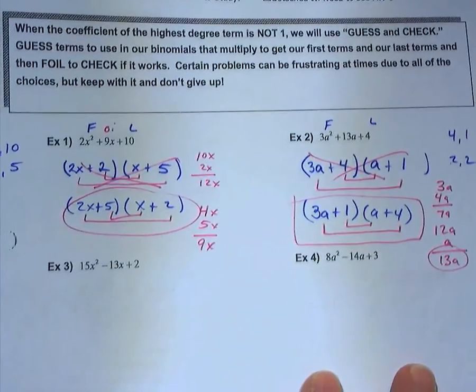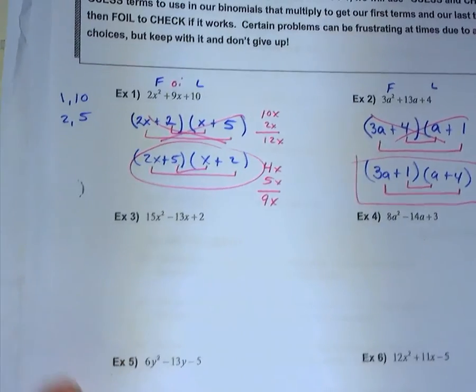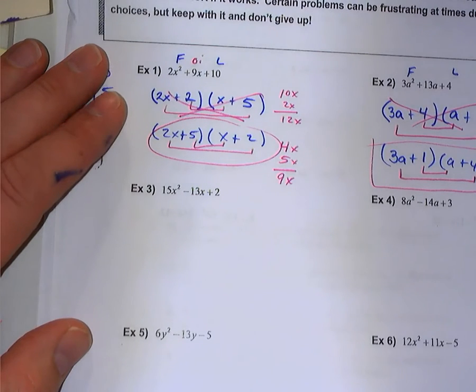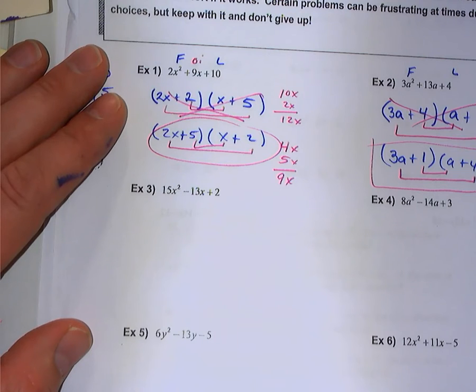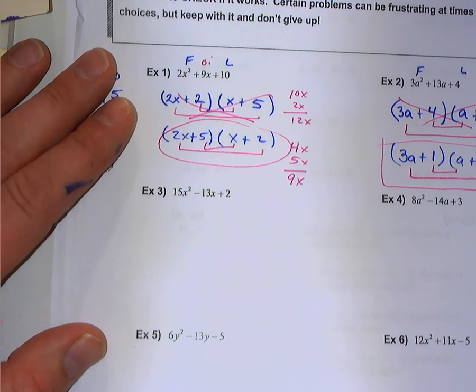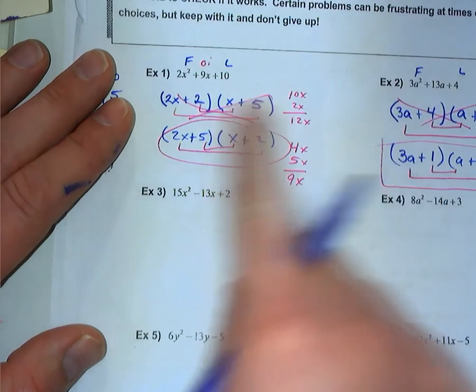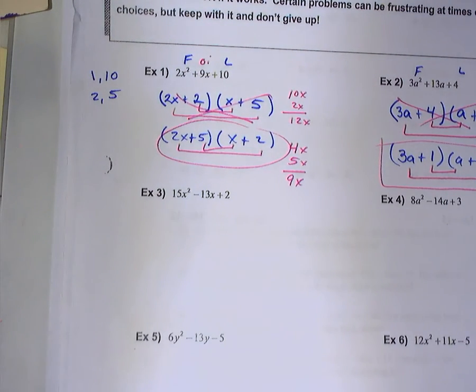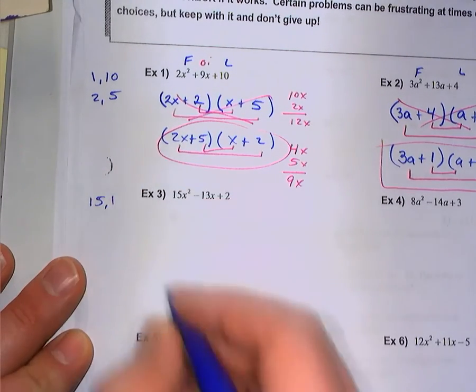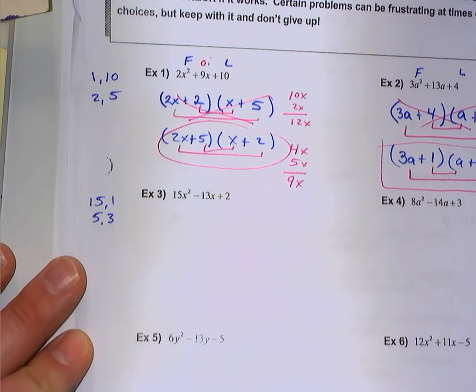All right. So, again, got a few examples here. I'm not going to do all of these examples, but we got a few. Let's try the next one, number 3. I got 15x squared minus 13x plus 2. Now this is where it gets a little tricky. Because earlier factors of 2x squared or 3a squared, there's only one way to do it. But now 15x squared, factors of 15 are 15 and 1 or 5 and 3, right?